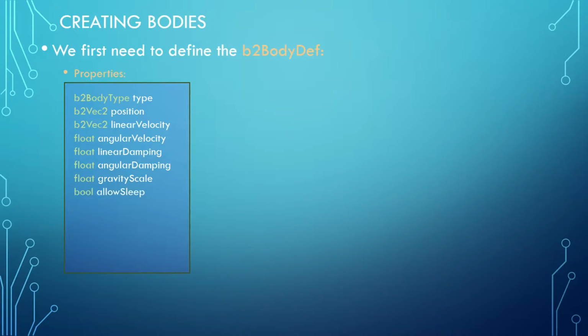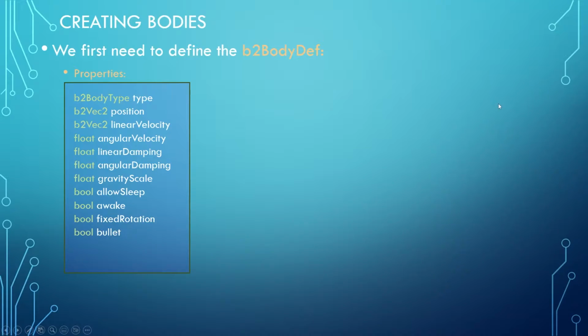Do we want to allow this body to go to sleep? That is more for a performance thing. If there's nothing touching it or dealing with it, it'll go to sleep. Do we want the body to be awake? Do we want the body to have a fixed rotation? That means it will not rotate. If any angular forces are applied upon the body, it won't rotate. It'll maintain the same angle. The angle won't change. Is it a bullet?